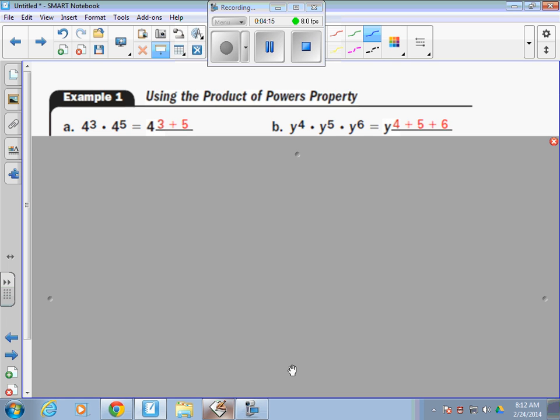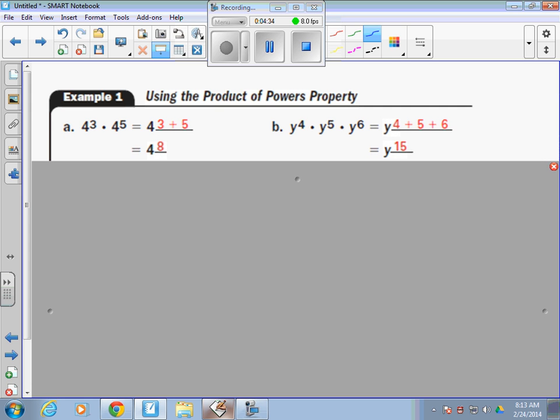For B, you have variables. There's no bases that are values. You don't have a number like 4. However, it is the same exact variable. It's exactly the same. All of them are y, y, and y. The bases are the same. So you can add 4 plus 5 plus 6. You get 4 to the 8th, and you get y to the 15th for those.